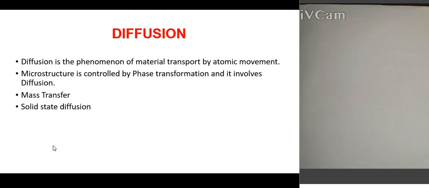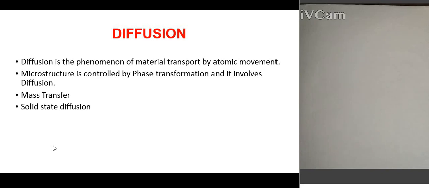Good day. This is the 17th lecture of Metallurgy and Material Science. In this lecture, we are going to discuss an important topic in MMS, that is diffusion. In the last class, we discussed microstructure and studied its different characteristics, including grains and different imperfections in the microstructure of the crystal.